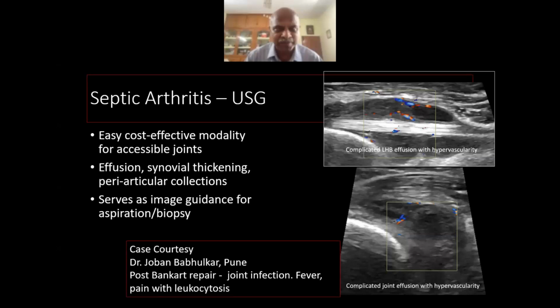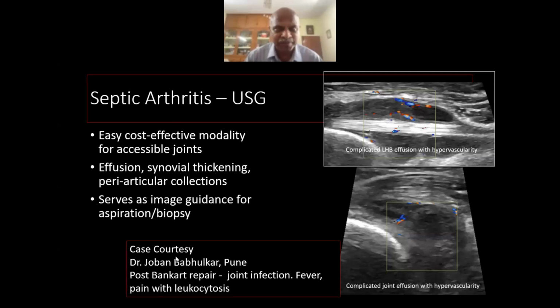The role of ultrasound. Ultrasound is an easy, cost-effective modality for accessible or superficial joints. It shows effusions well, it shows synovial thickening very well, and when you see periarticular collections, your confidence level of septic arthritis really goes up. It also works as a wonderful image guidance for aspiration and biopsy.